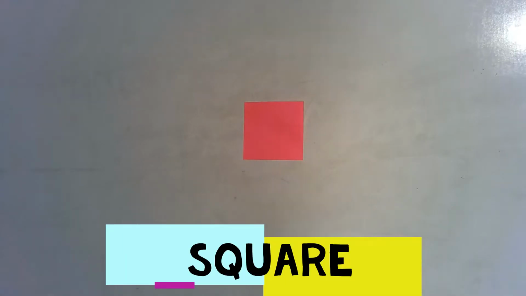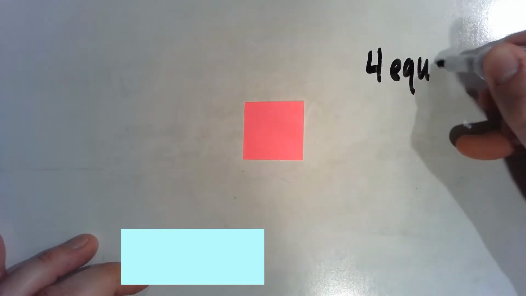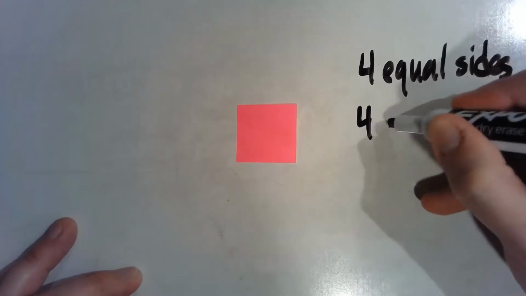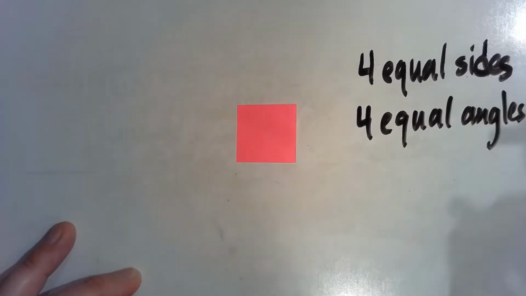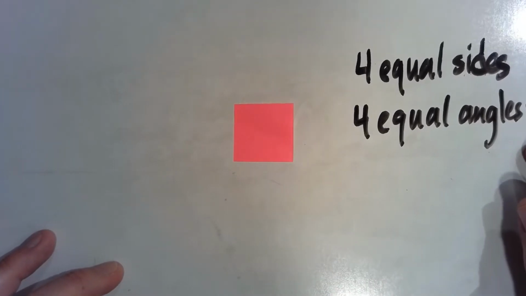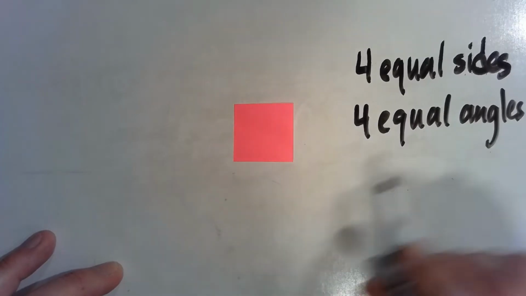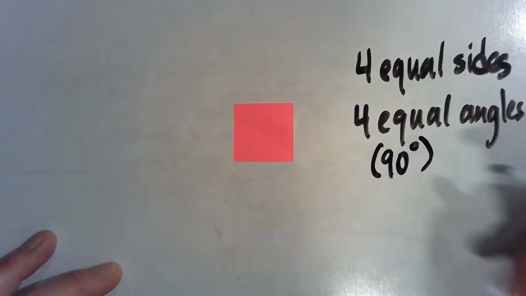The first one we're going to look at is this shape, fairly common. Many of you know what this is. It is a square. It's a square because it has four equal sides. It has four equal angles, and all of the equal angles are 90-degree angles.